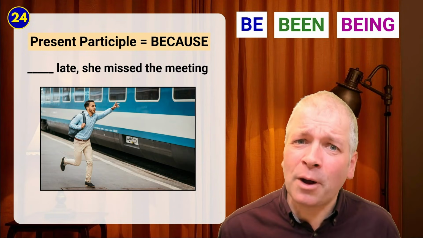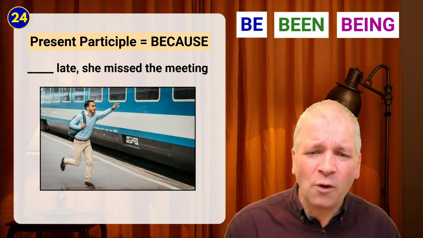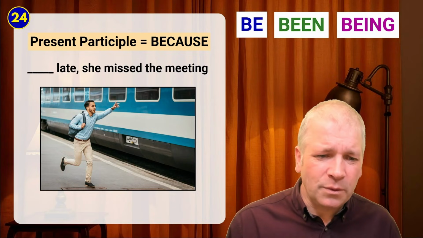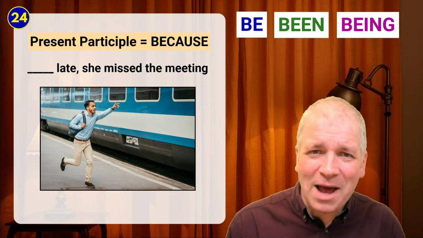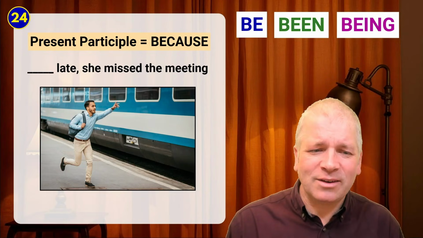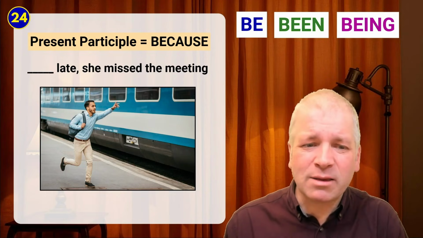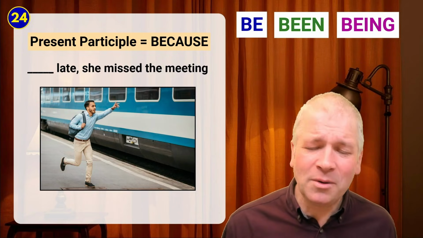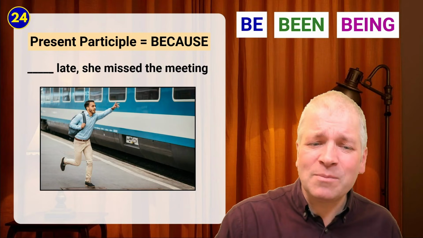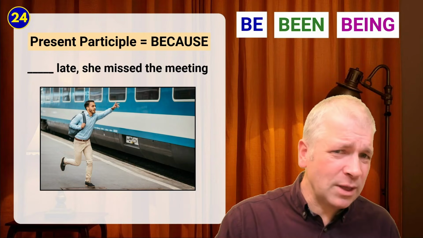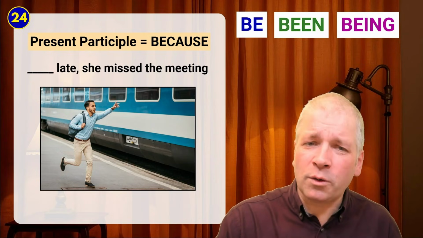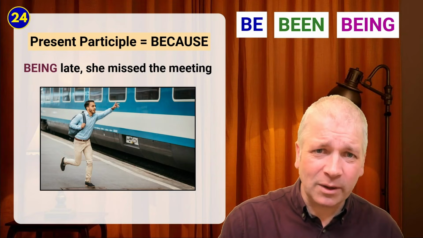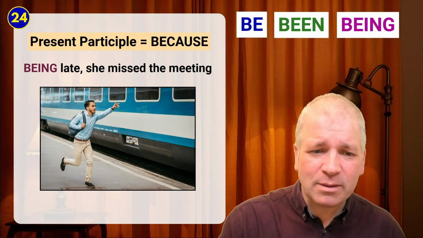Now let's go back to that present participle and let's focus more on the use of be to convey the meaning of because. This man ran, but couldn't catch the train and now is going to miss the meeting along with a friend who's a woman who you can't see in this picture. And if we talk about the woman, we say something late, she missed the meeting. Really, this means because she was late. Which word goes in the gap? Being late. She missed the meeting. Because she was late, she missed the meeting.